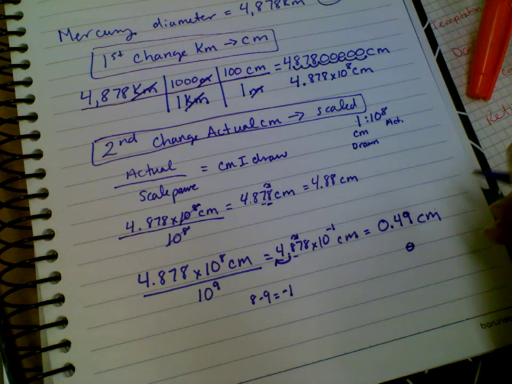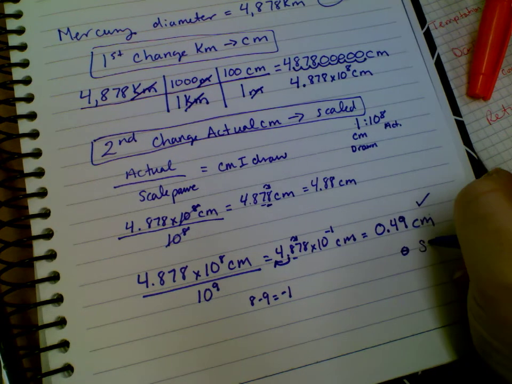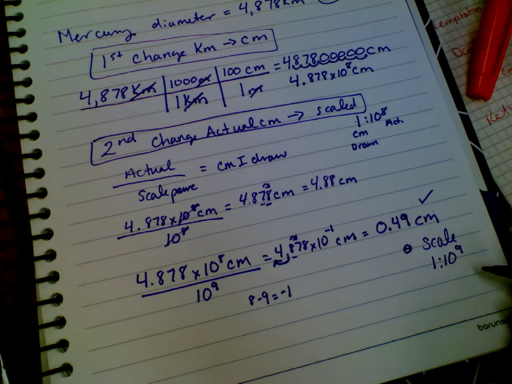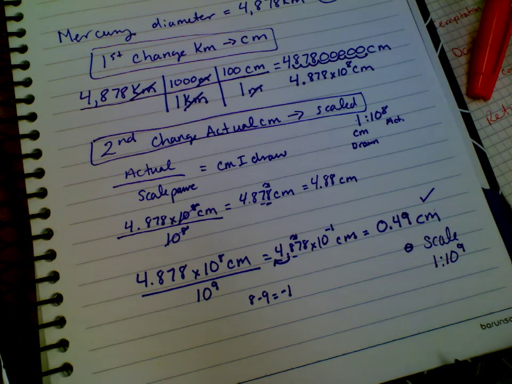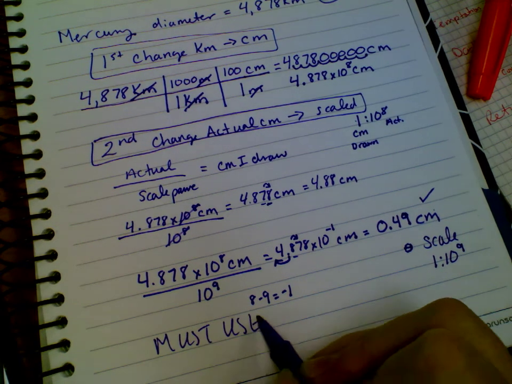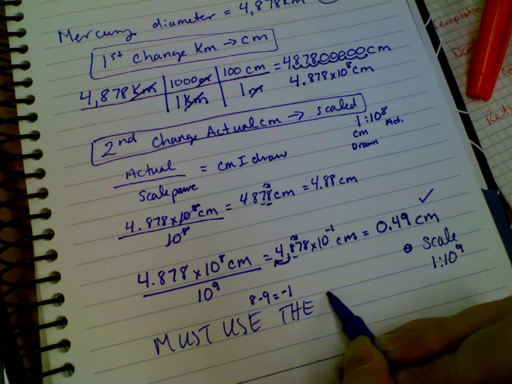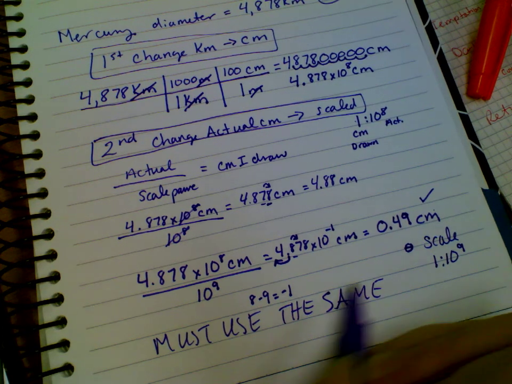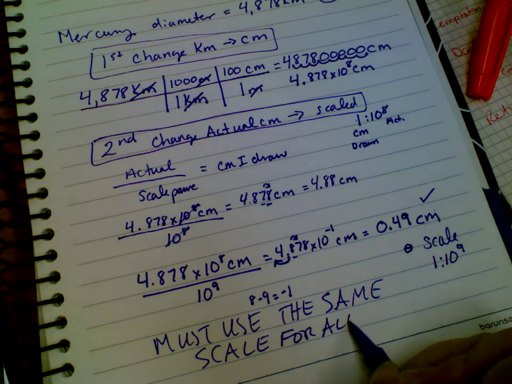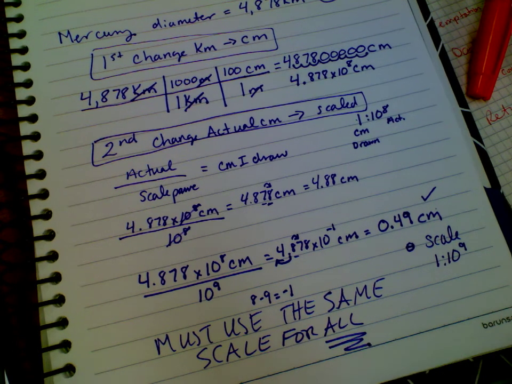So if I like this one, then my scale will be 1 to 10 to the 9. And so for the rest of the other planets, I would divide them all by 10 to the 9. Remember, we must use the same scale for all. You can't use 10 to the 8th for Mercury and 10 to the 10th for Jupiter. It does not work. Hope this helps.